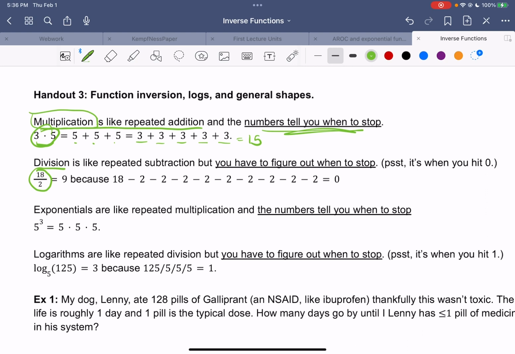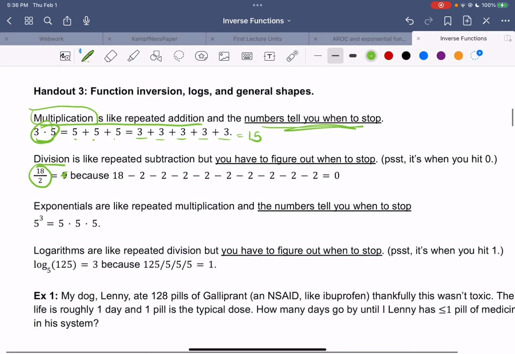These numbers don't tell you what to do, okay? But if you did not know this was 9, then what you can do to guess what this number should be is start taking away 2. If I take away 2 once, take it away again, and again, and again, eventually I get 0. And then the number of times I took it away is what 18 divided by 2 is.